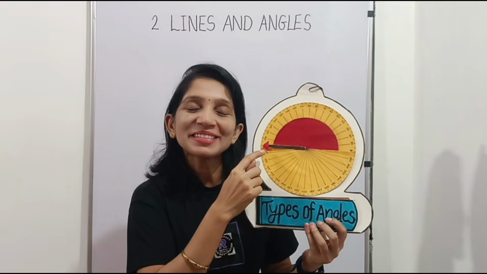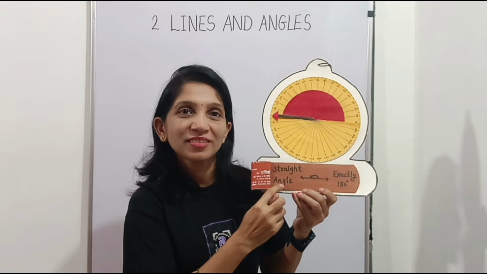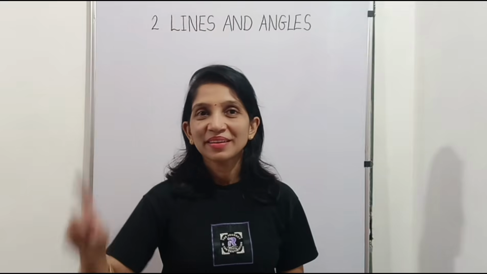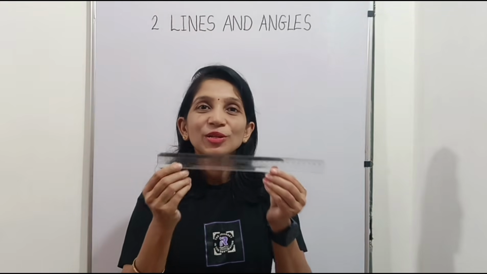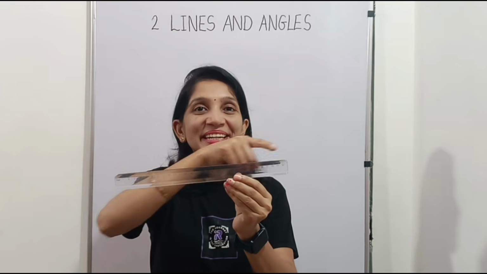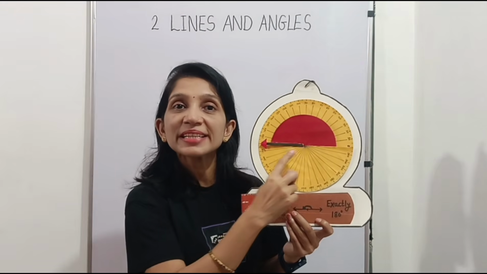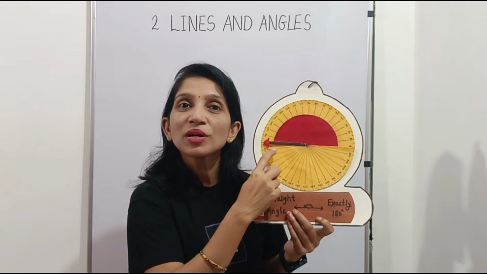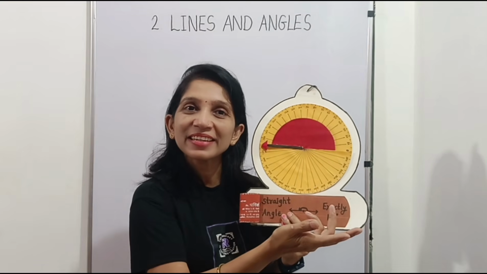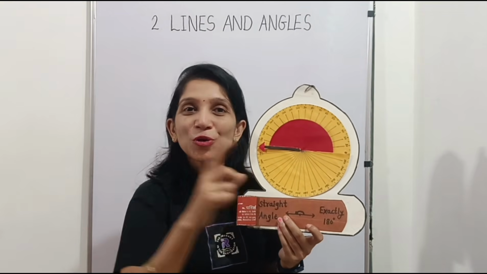Both arms are making a straight line. Code name: straight angle. Rule: exactly 180 degrees. Example, look at this ruler. Both arms are making a straight line. That is a straight angle. You can also say that a straight angle is made up of two right angles. 90 plus 90 equals 180. That is a straight angle. Straight as an arrow. Got you.